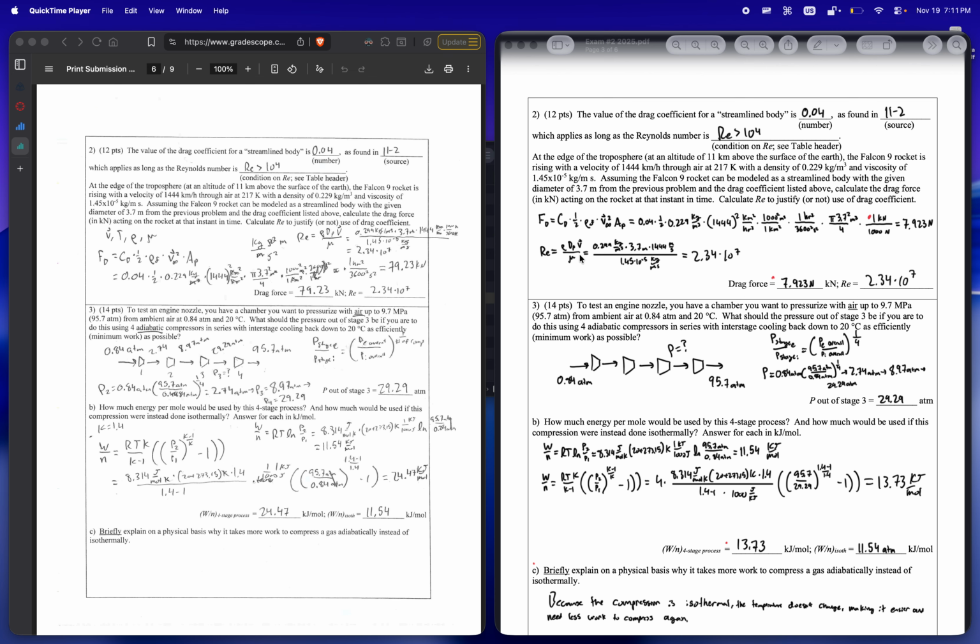Next, I almost got this one right. I must have plugged in my calculator wrong, so I was off just by a factor of 10. I got really close there, so I just made sure I noted that right there.